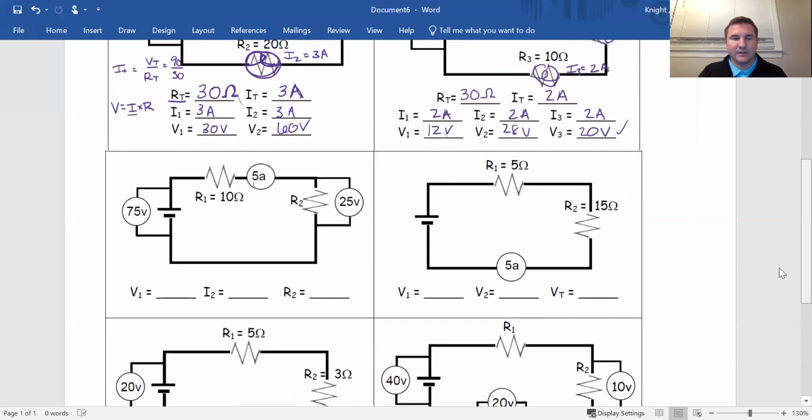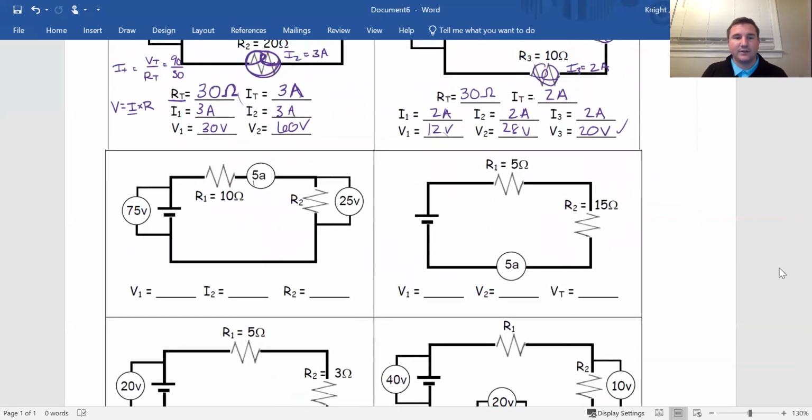All right, let's check something else here. So this one doesn't ask us for everything. This one asks for a little bit less, but we know that the current is 5 amps, right? This is reading 5 amps. So current everywhere has to be 5. Doesn't even matter. I don't even care what resistor I'm talking about. This could be talking about R1. This could be talking about I2. This could be talking about I total. Doesn't matter. It tells us a current. That's the current everywhere. So the current through every part of the circuit is 5 amps.